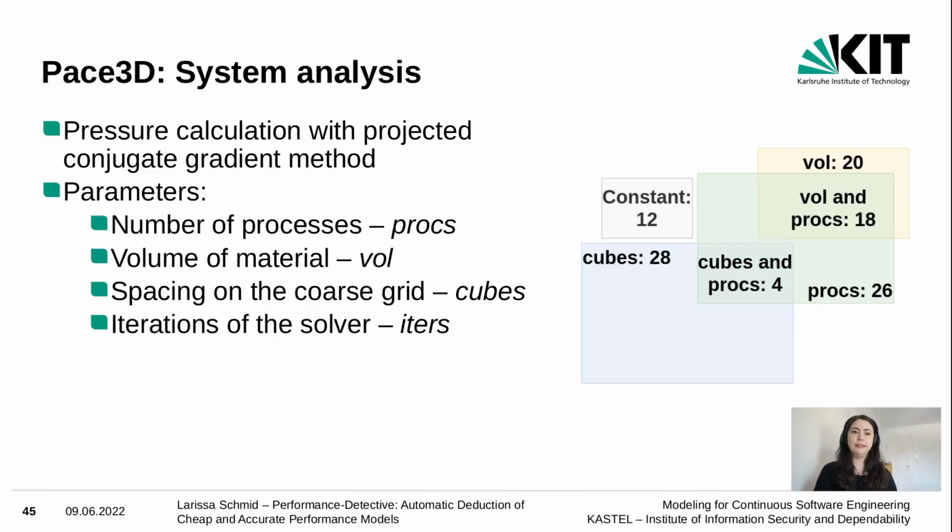So P3D in general simulates how a material reacts to certain outside influences. And in our case, we picked the pressure calculation with a projected conjugate gradient method, which has 4 parameters, which are the number of processes to use, the volume of the total material, then the spacing on the coarse grid, which is laid over the total material to first calculate some approximate solution there, and also the number of iterations of the solver. And the results of the system analysis are shown on the right, where we can see that while there are various interactions between parameters, between vol and cubes, there is none.